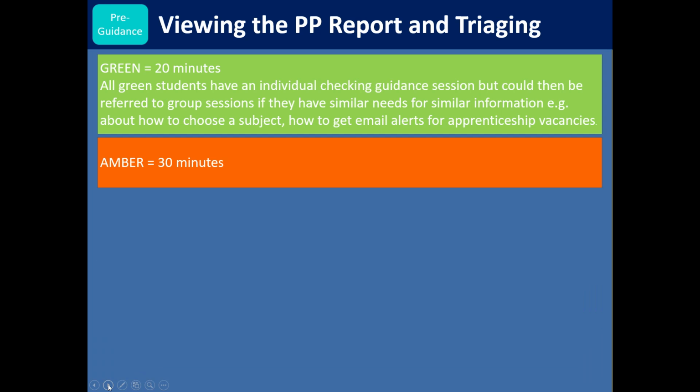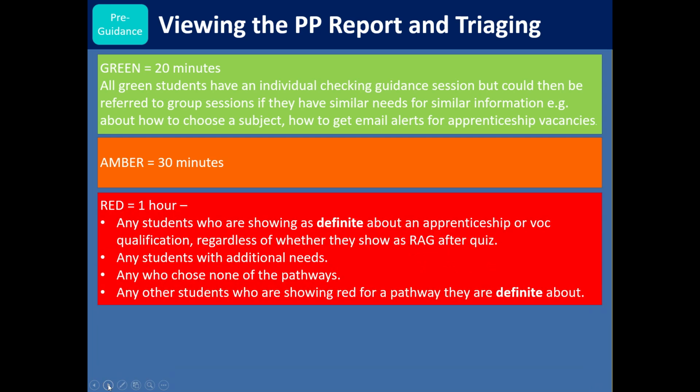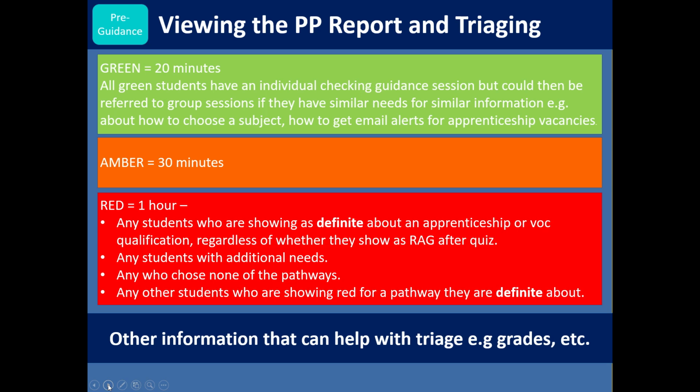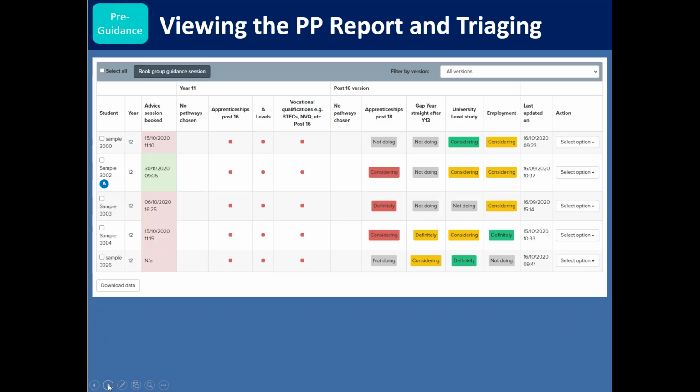So this is just a summary of the things I've said about who's getting the green, amber, red guidance, and just also use other data too, like grades. So if they want to go to university and they seem to know a lot about it, but you know that their grades are borderline, you might want to give them longer. So use your judgment, use your additional data, but this will certainly help you get started and sort out which students might need which starting level of guidance.